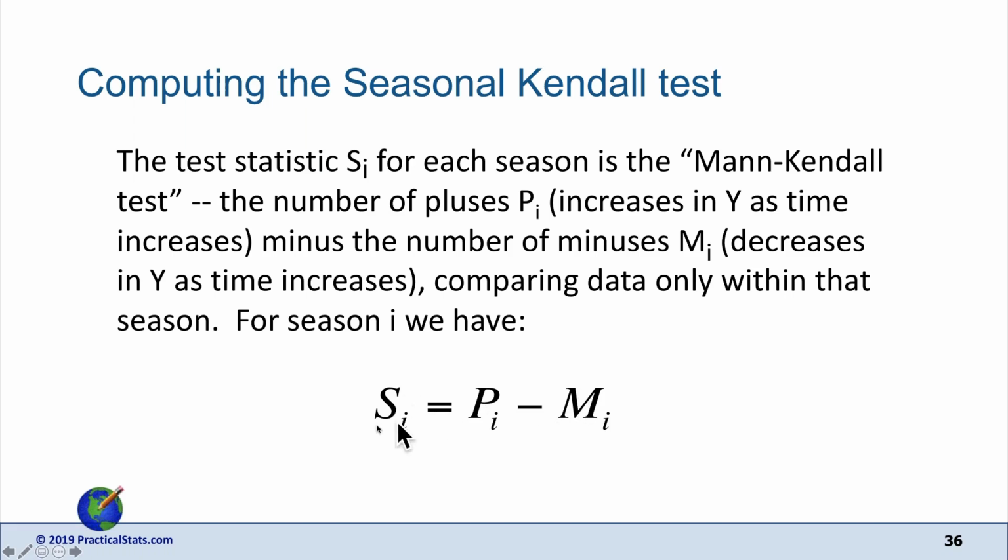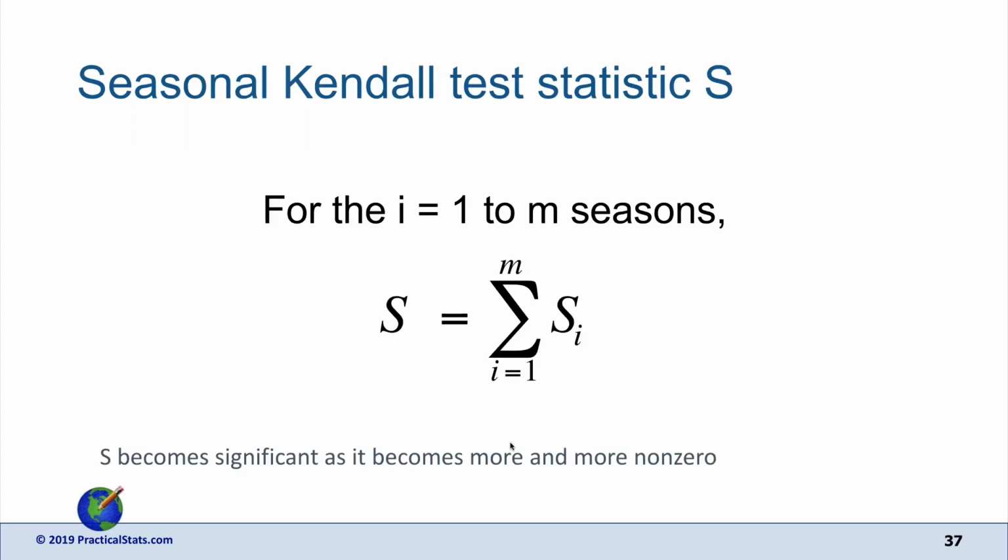And so the S asks: is there some pattern in the data that doesn't look like it's 50-50? Because if it was just chance and there was no trend, about half of the data would be going up and about half the data would be going down when you compare from one day to the next, or one month to the next, or whatever your time units are. So when you get done, you have an S for each season. The little i, subscript, is the season. Sum those up and you get the S overall for the seasonal Kendall test.